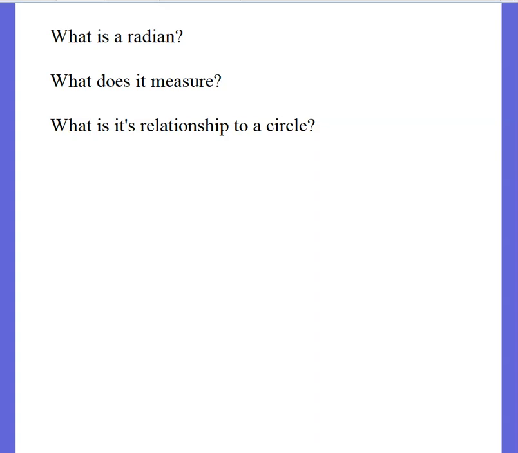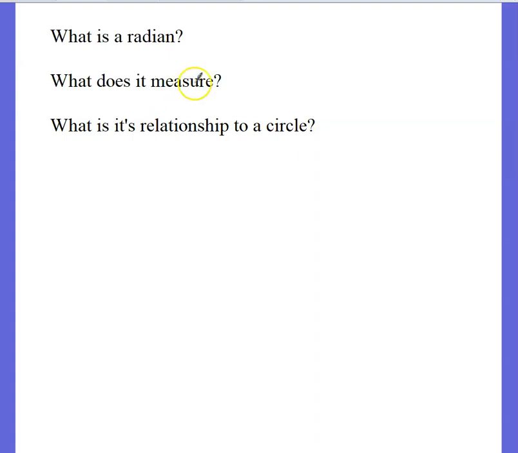So first of all, you should actually know this from last year, but see if you can take a second and recall what a radian was. And maybe it might help you to talk about what it measures and then what's its relationship to a circle. And if you want to pause the video so you can think, go for it.